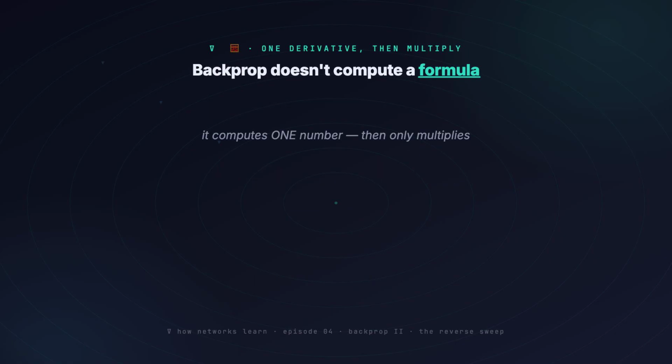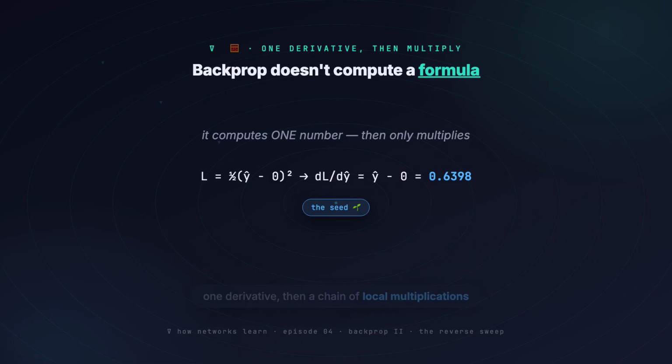Start with the misconception that trips up almost everyone. People think backprop computes the gradient as one big mysterious formula. It doesn't. It computes one derivative, dL/dy, and then it does nothing but multiply. Every other gradient in the net is that first number carried backward through a chain of small local multiplications. Our loss is half of (y minus target) squared. Differentiate that and you get y minus the target, 0.6398. One number, that's the entire seed. Everything downstream is just that seed times a sequence of local slopes.